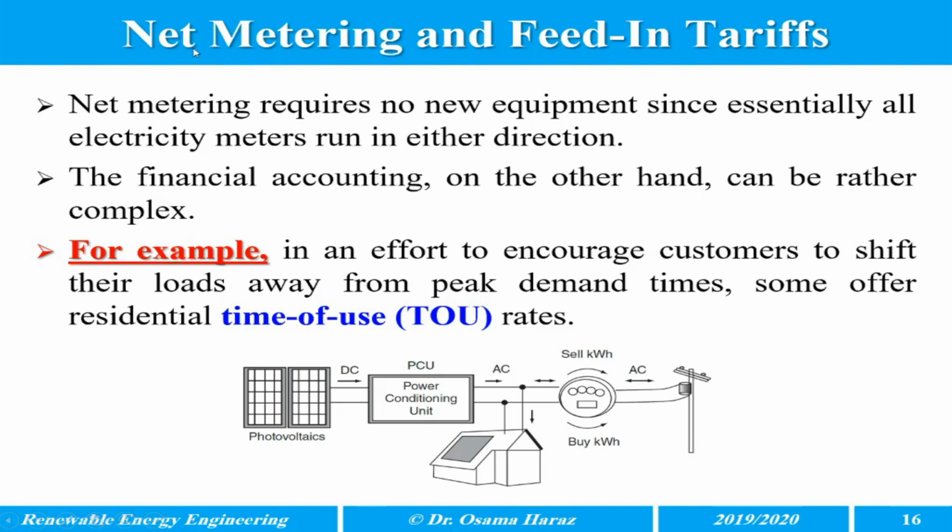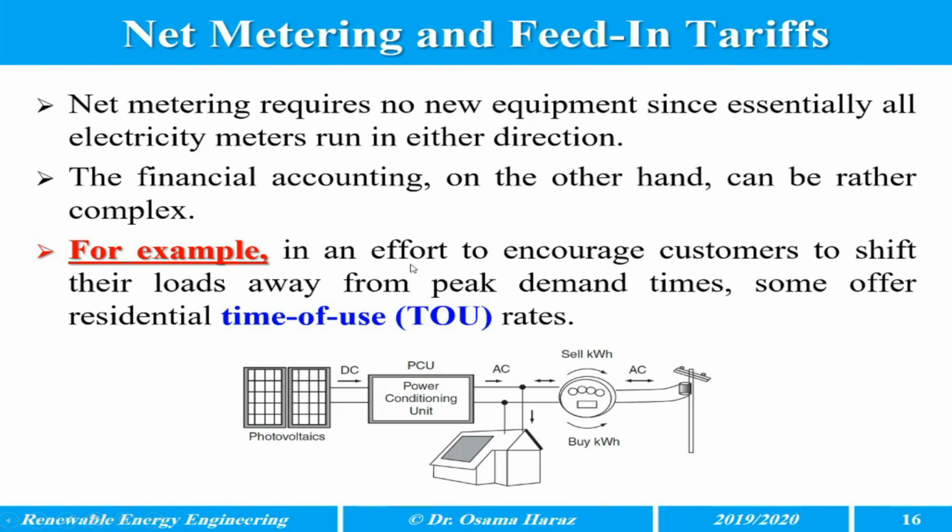In this slide we talk about the net metering and feed-in tariff. Net metering requires no new equipment, since essentially all electricity meters run in either direction. So in this case you have only one meter, and this meter has two directions. The financial accounting, on the other hand, can be rather complex. This is an example of a metering system.